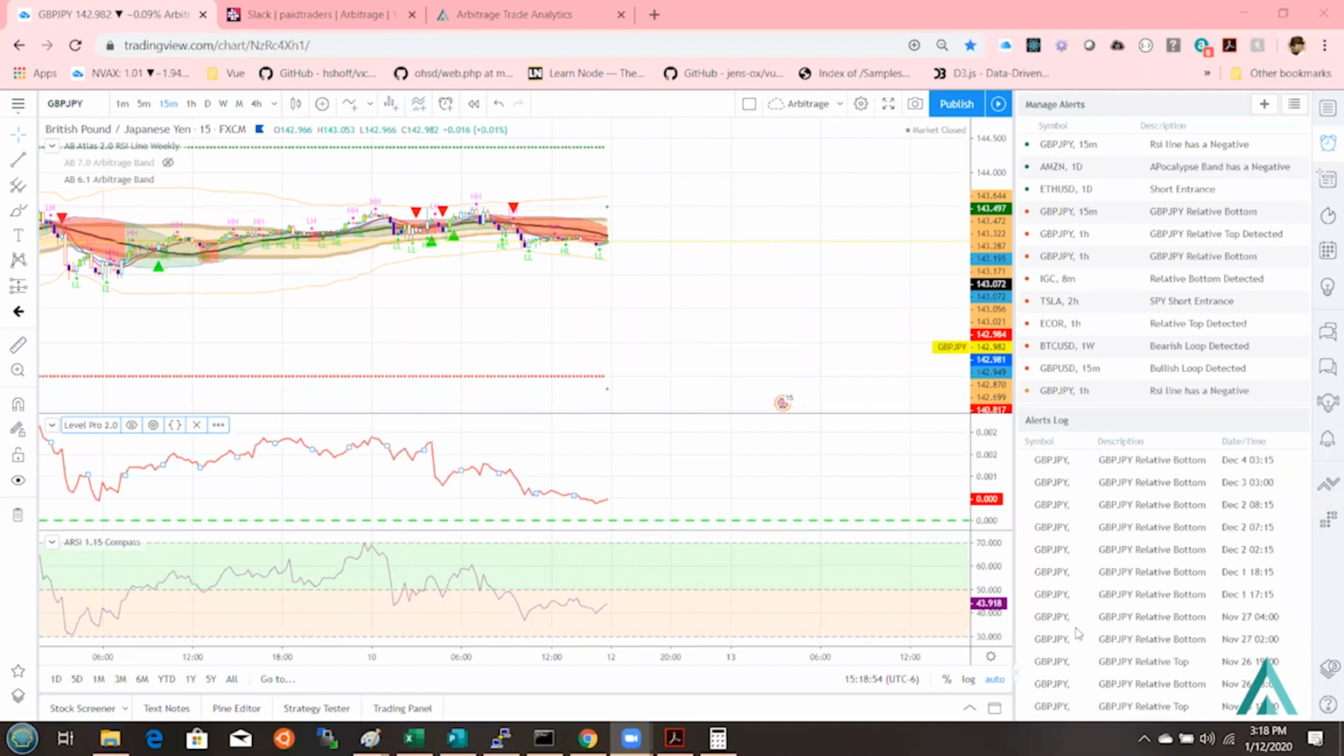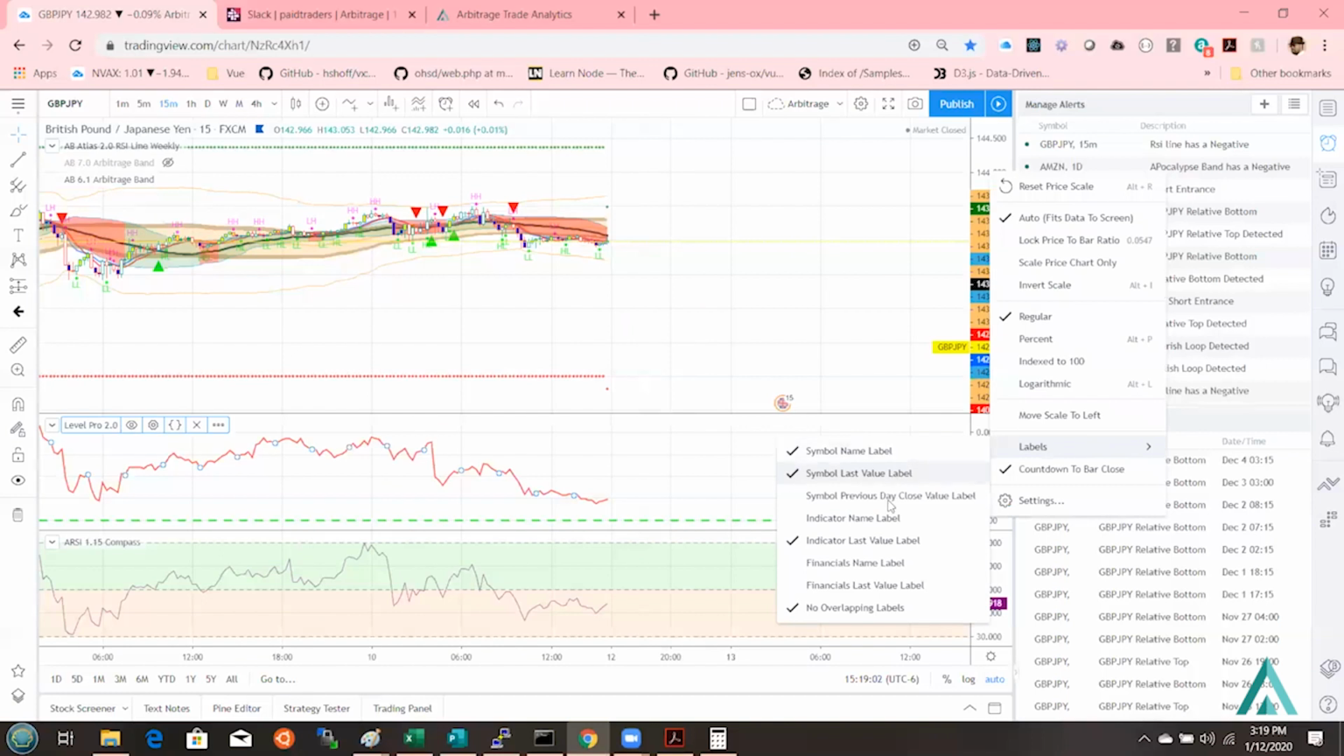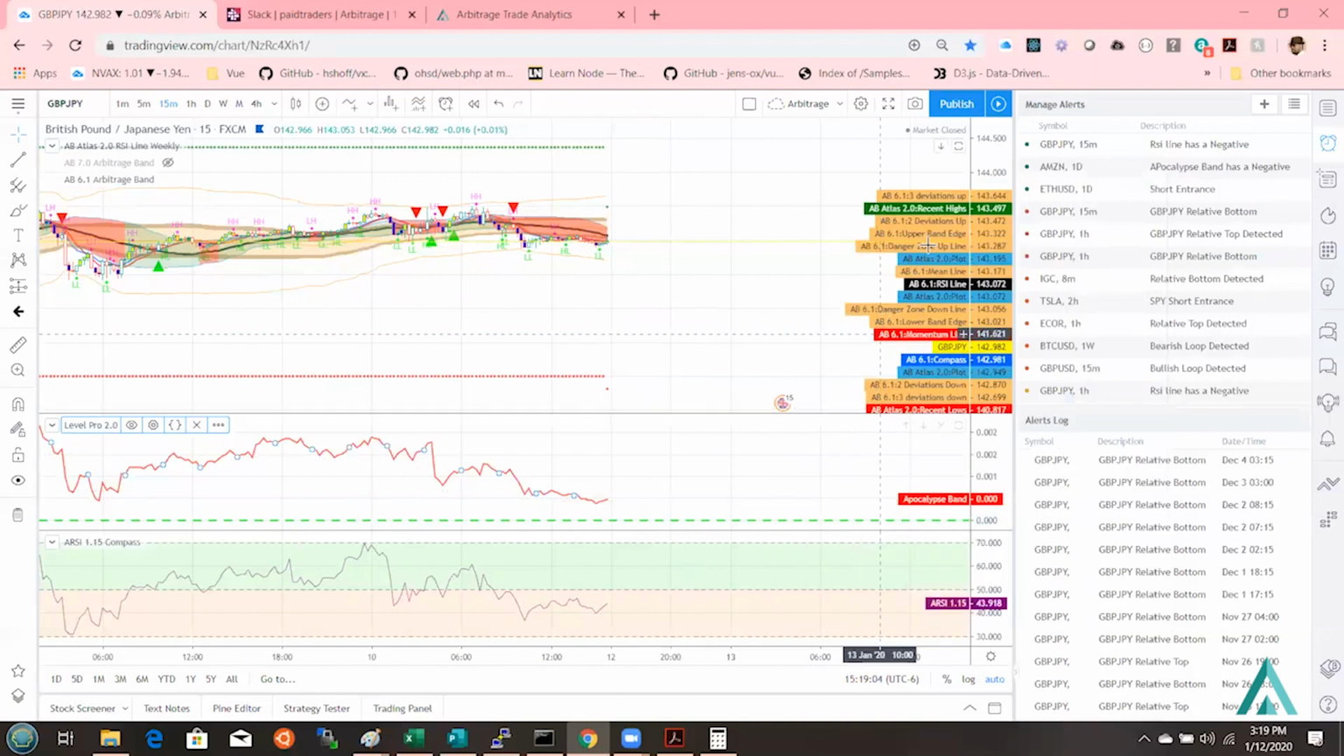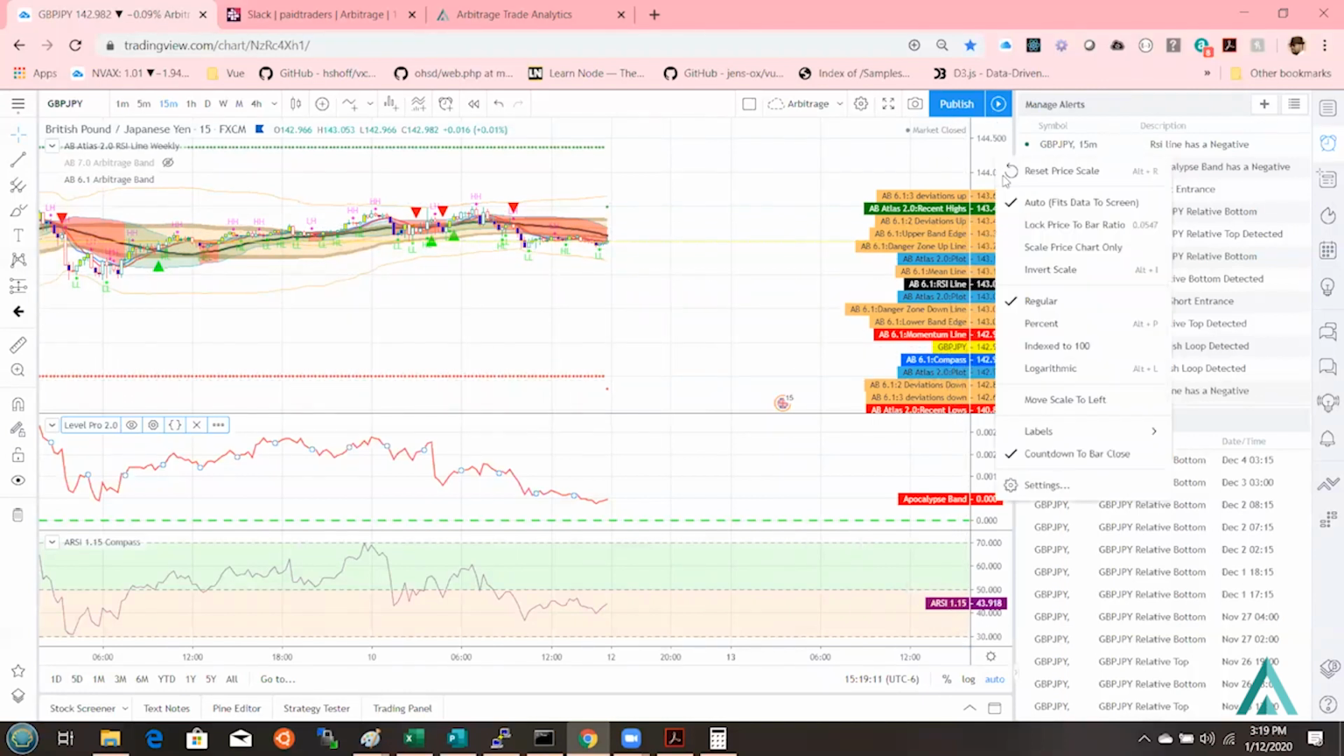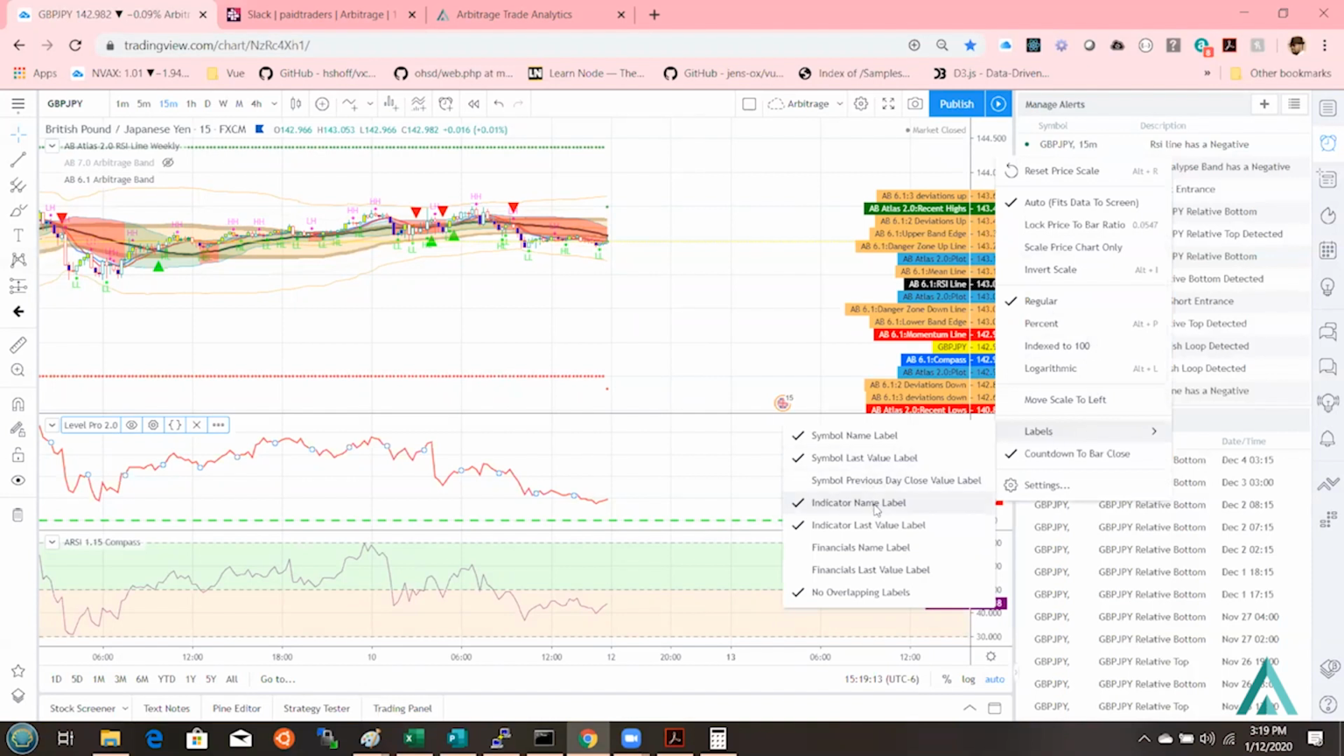Why is the price in a bunch of different colors? So inside of TradingView, if you right click, we actually have names, so you can see where the danger zones and the edges are. All you have to do is right click, go to labels, and you can tell it to show a name or show the value.